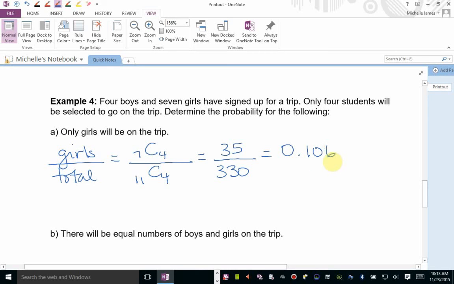Good. So we're at 0.106, which converts to roughly 11%. 10.6%, approximately 11. Okay, try B on your own. Couldn't you just reduce the fraction? You could divide by 5, so 7 over 66, if you wanted to leave it in fraction form, yes.